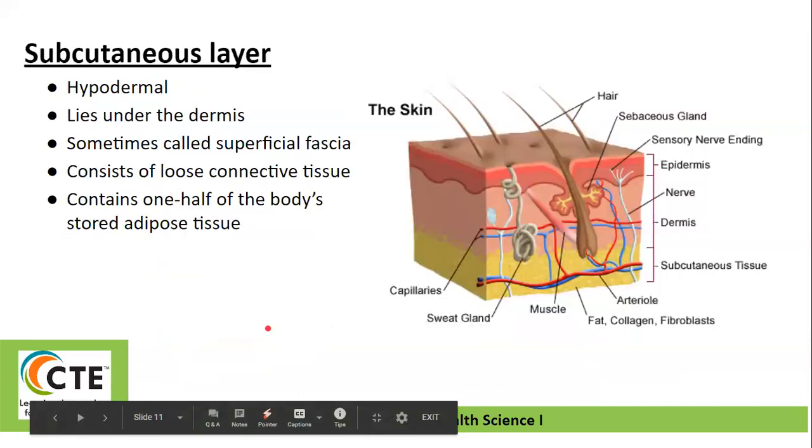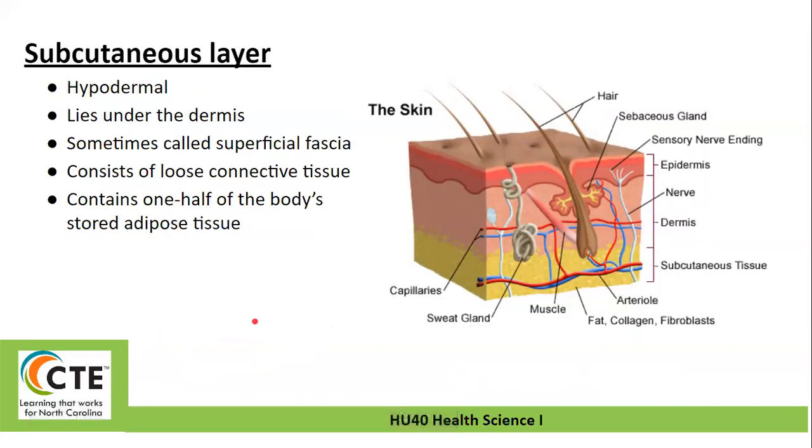Okay, so the oil that's produced by these sebaceous glands is called sebum. All right, and then our last slide is the subcutaneous layer. This is also called the hypodermal. Hypo meaning below, dermal is dermis. So this is our subcutaneous layer, this layer right here.